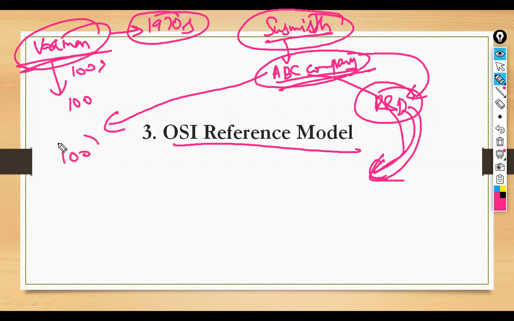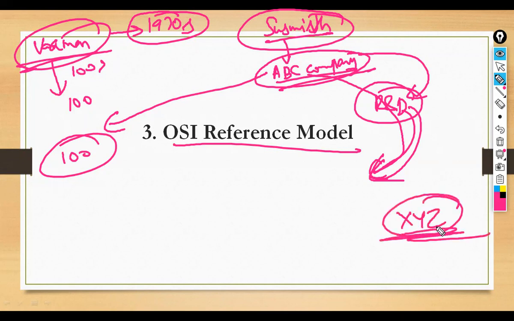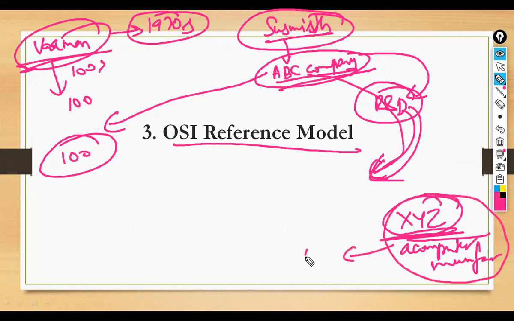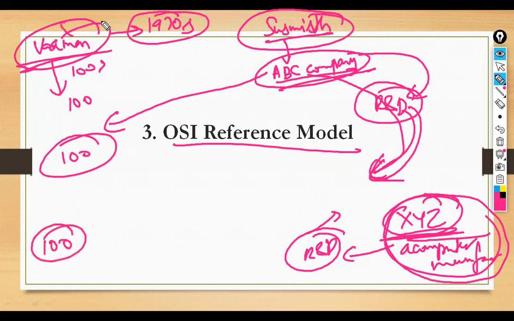Now, he was working smoothly, perfectly fine. In the next year, suppose another company came up, XYZ company, who is also a computer manufacturer. This XYZ company has their own R&D department, which will be developing their own set of protocols. So suppose XYZ works on a different set of protocols. Clear? Now, in the second year, Vaman bought computers from XYZ company.